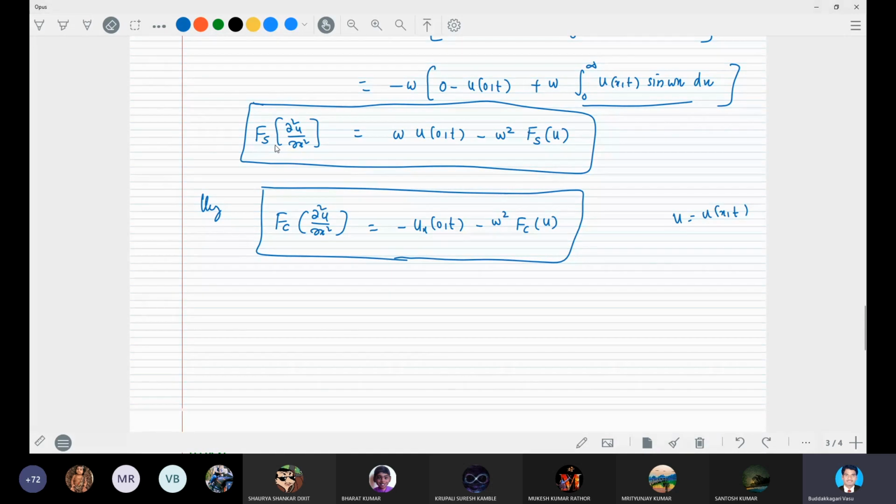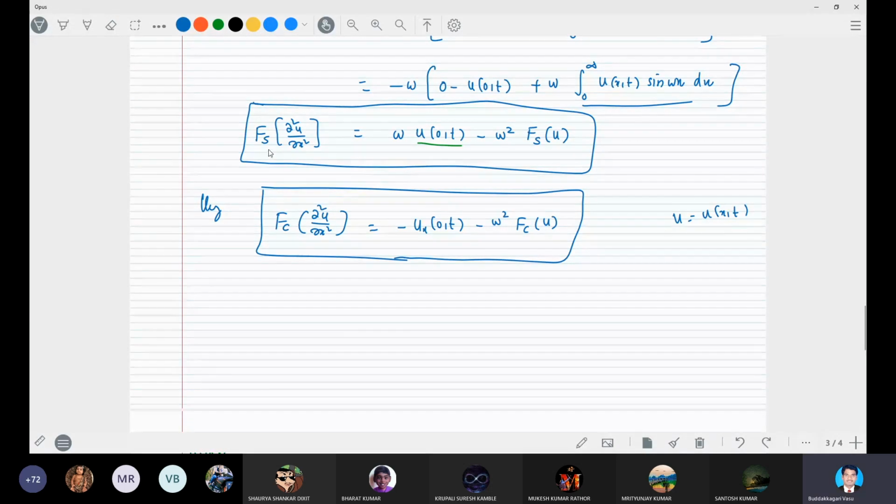Okay, this is the first point, clear. Second point, based on the boundary conditions: suppose u(0, t) is given, understand, u(0, t) is given.